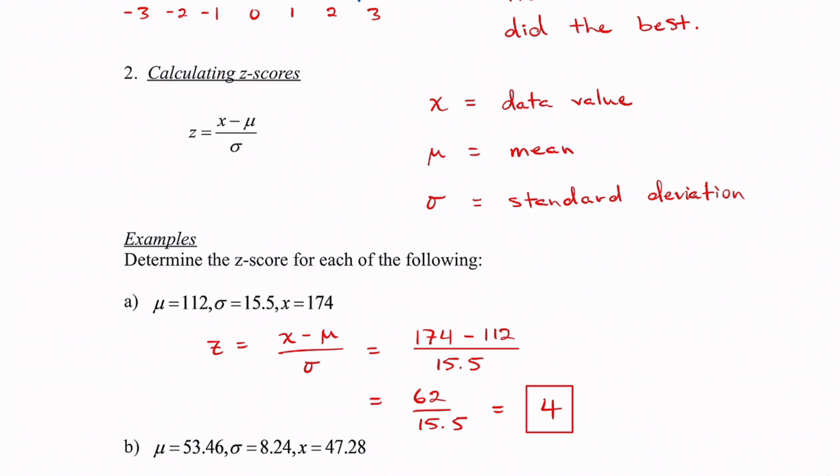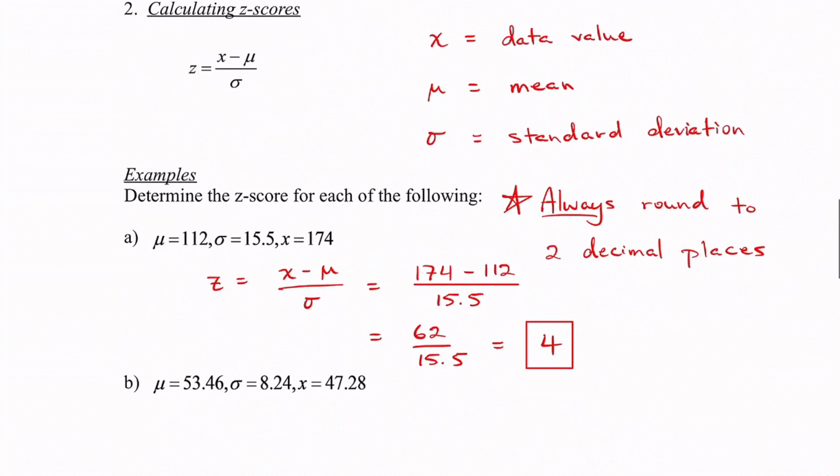Now, if you ever get a decimal at the end, make sure you always round your answer to 2 decimal places. This is going to be needed for later when we look at a z-score table. It goes to 2 decimal places, so always round to 2 decimal places.